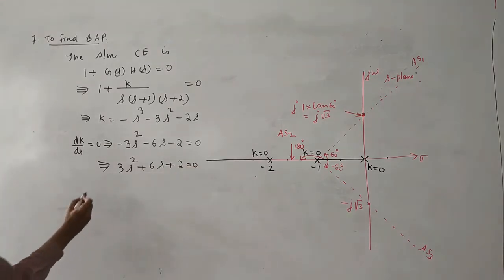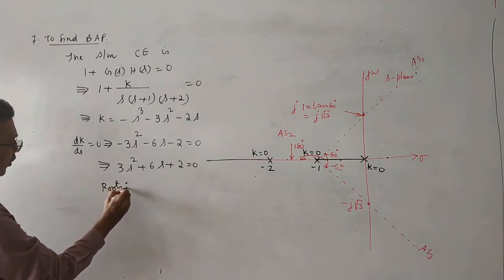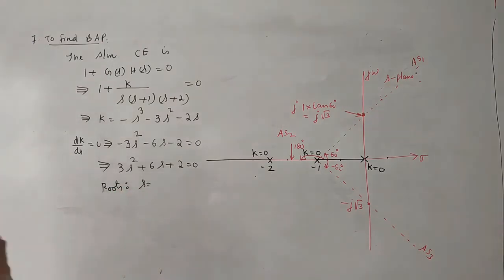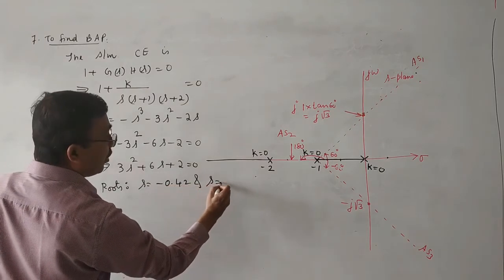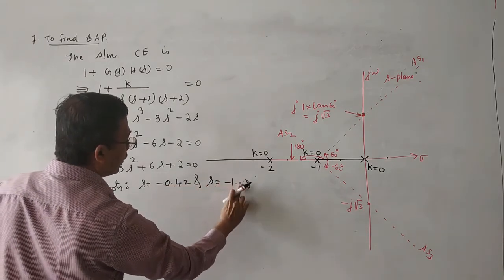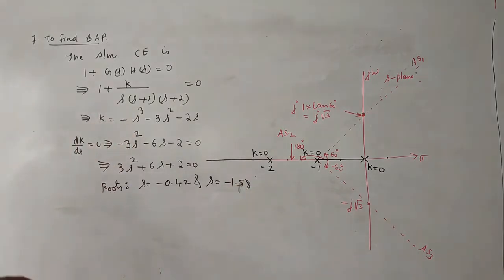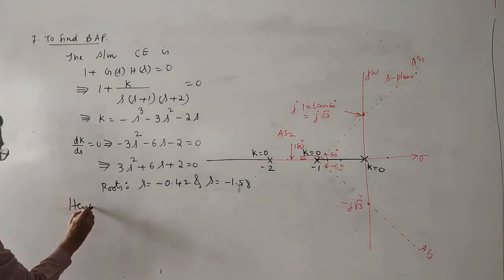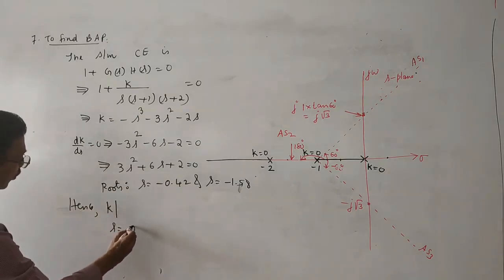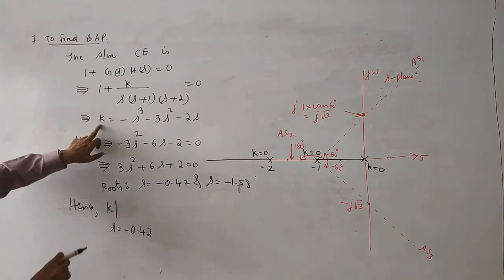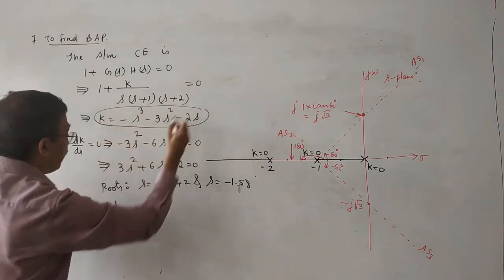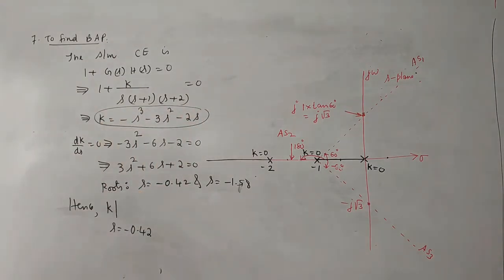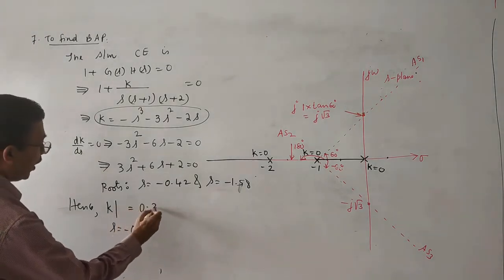Using calculator, find the roots. Roots are s is equal to minus 0.42 and s is equal to minus 1.58. I will find the value of K at these roots. Hence, value of K at s is equal to minus 0.42. This is the relationship between K and s. In this relationship, put s is equal to minus 0.42. You get an answer 0.3849.